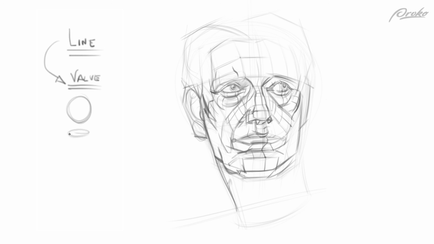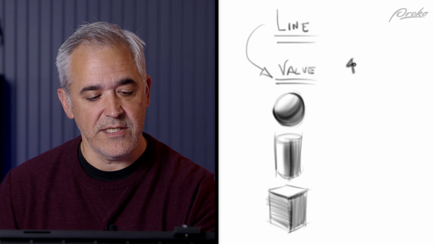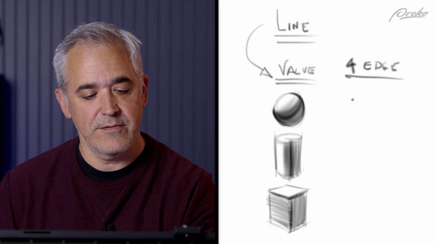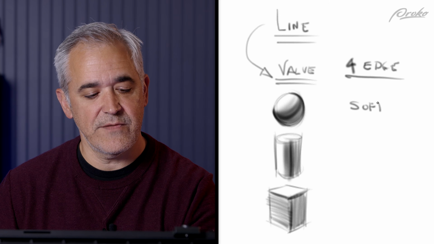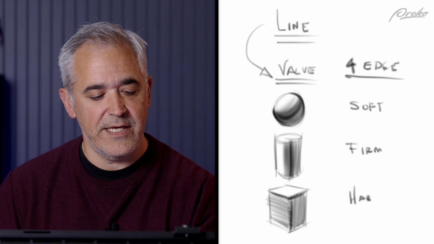So what I'll be thinking about to bridge the linear into the tonal will be when I see the fall of light and shadow on a specific surface or part of the head, I'll ask myself, is that area more of a box, a cylinder, or a sphere? So the 3 edges that I'll be using as I start to work through this will be soft. So I think of a soft edge for spheres, a firm edge for cylinders, and a hard edge for boxes.